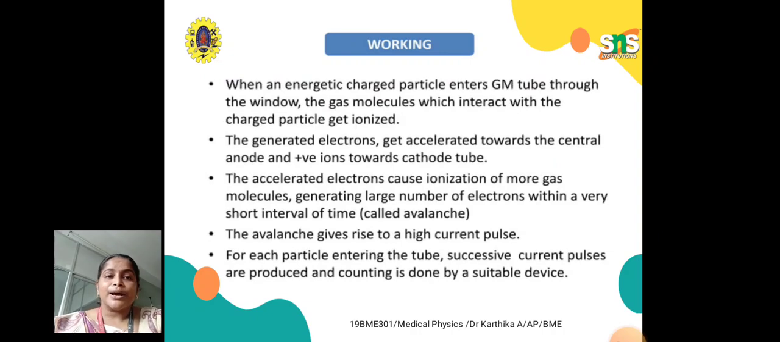Here the working is: when an energetic charged particle enters the GM tube through the window, the gas molecules which interact with the charged particle get ionized first. The generated electrons get accelerated towards the central anode and positive ions towards the cathode tube. The accelerated electrons cause ionization of more gas molecules, generating a large number of electrons within a very short interval of time, called the avalanche effect. The avalanche gives rise to a high current pulse. For each particle entering the tube, successive current pulses are produced and counting is done by a suitable device.